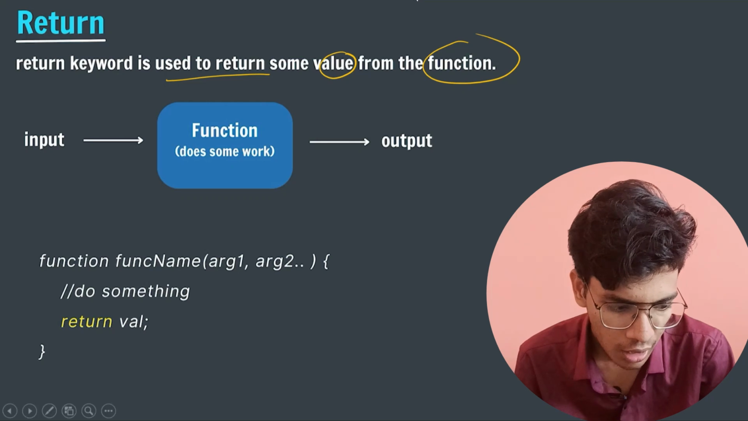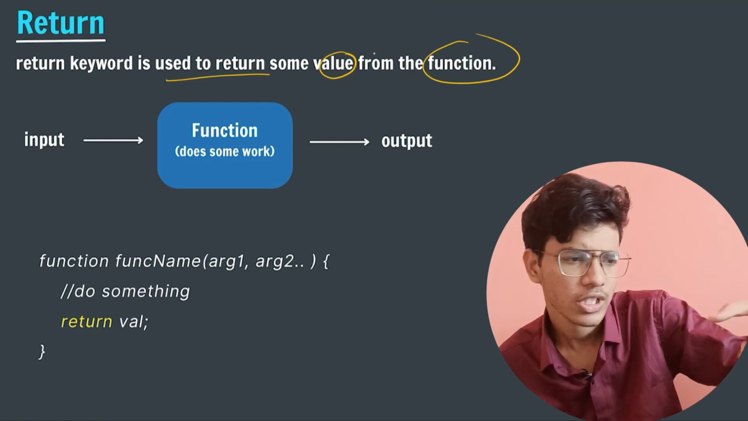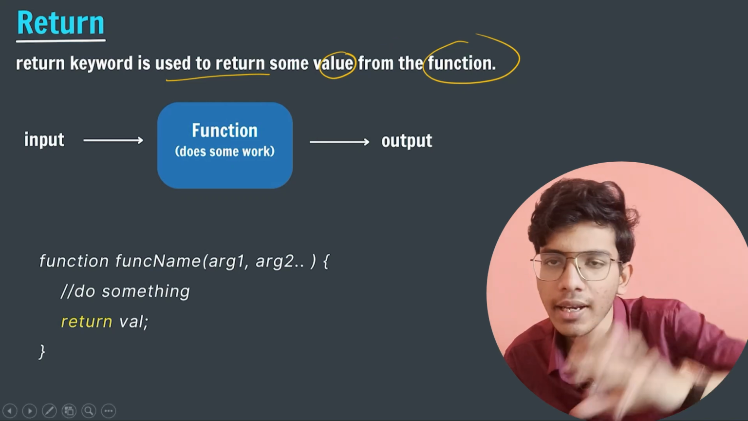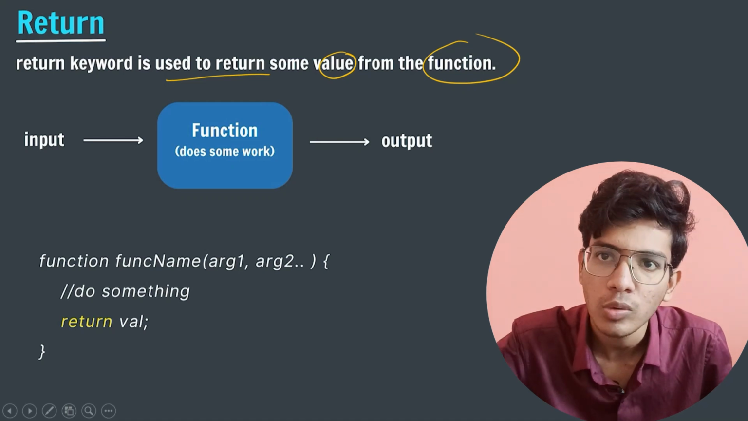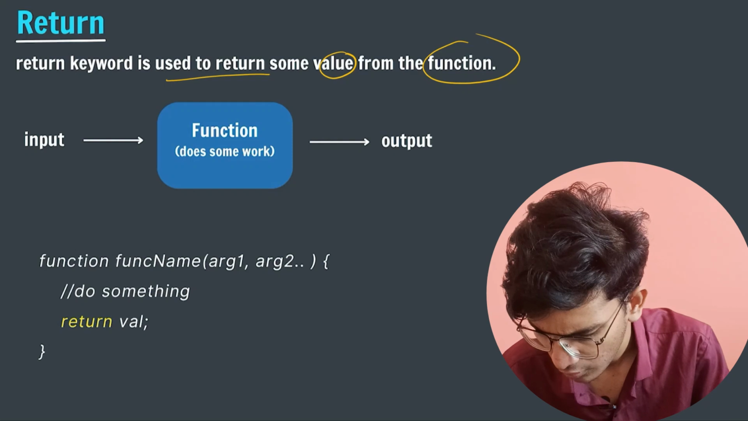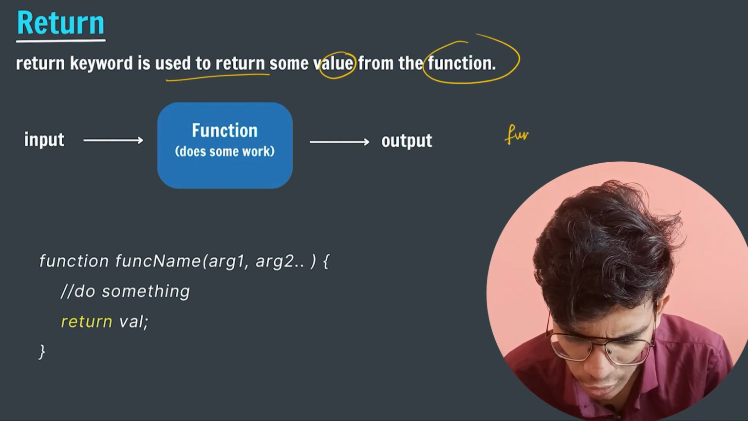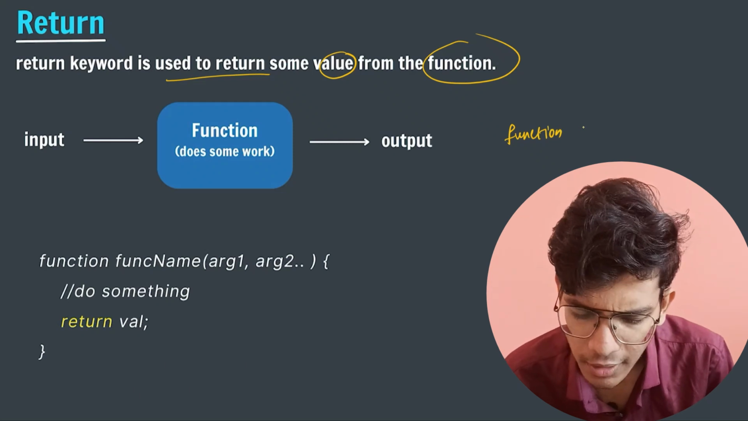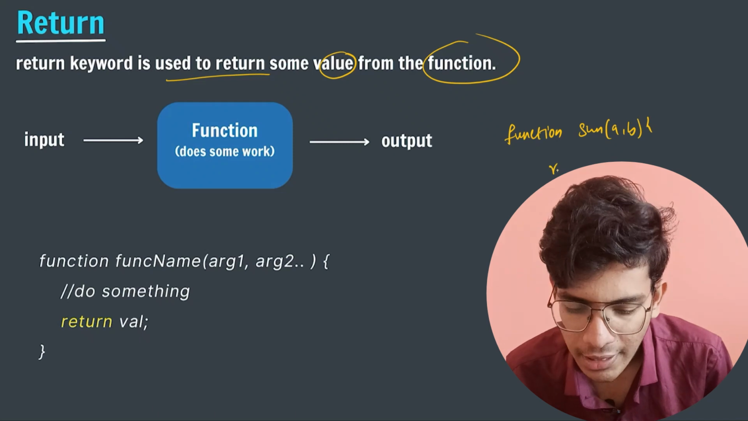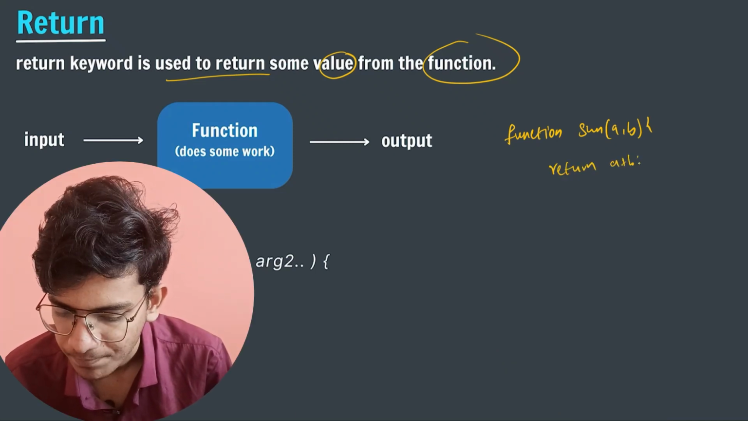For example, let us consider a function which calculates the sum of 2 numbers, or the sum of 3 numbers. Now I don't want to print it. I want to return it to my previous function call. Okay, I will write a function. Let's say sum, and here I am passing 2 values, a comma b. Inside that I am returning a plus b.